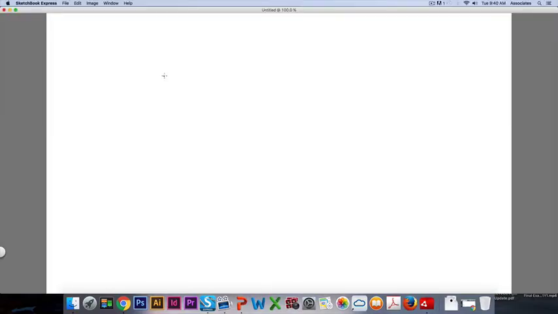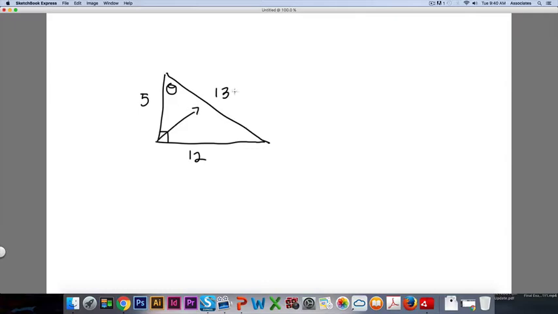So I'm looking at this triangle. Here's my right angle. I'm labeling it since it doesn't really look like a right angle. Here's theta, my angle of reference. Here's 5, 13, and 12. So from this angle, I'm going to go ahead and label. Here we go, right across. This guy is the hypotenuse.